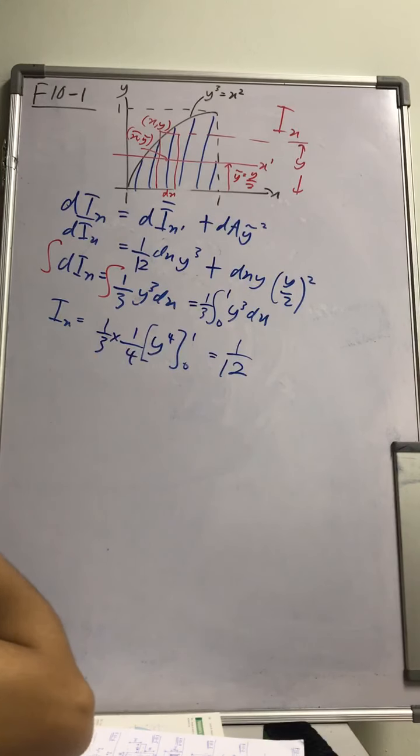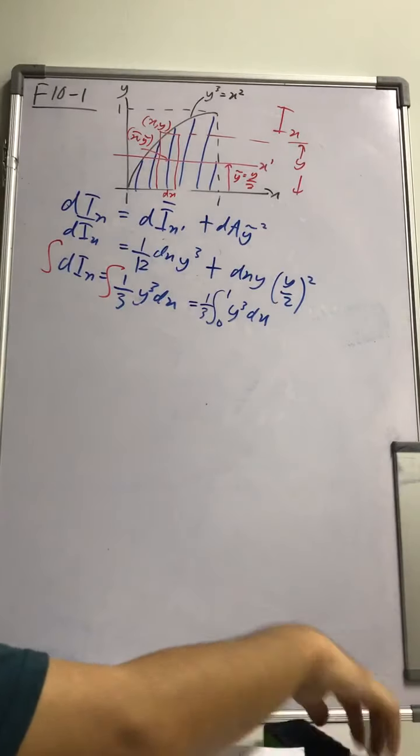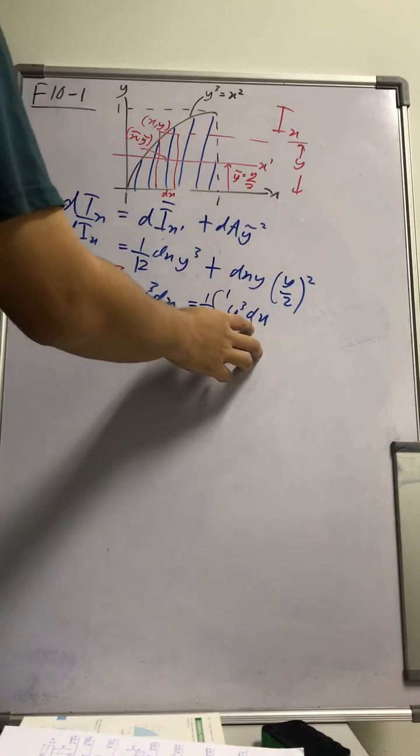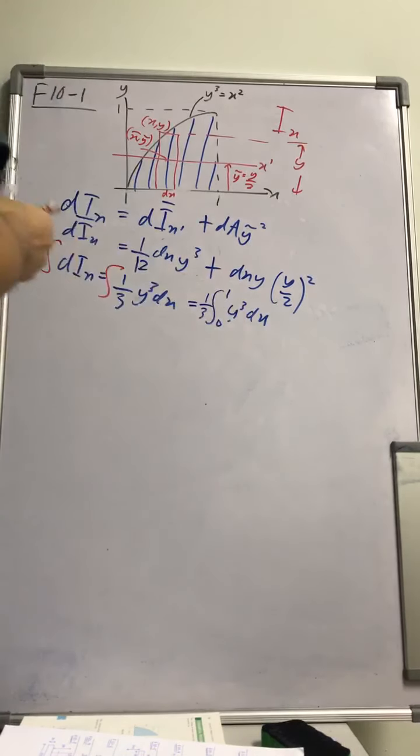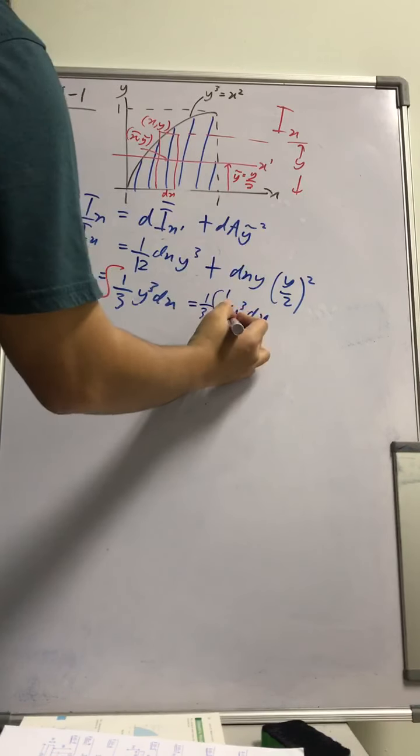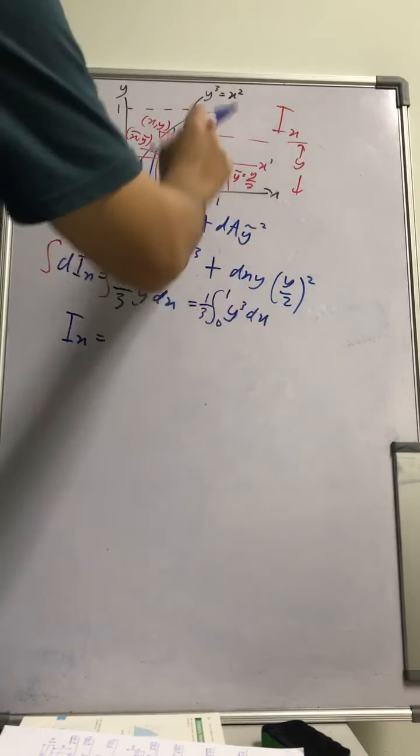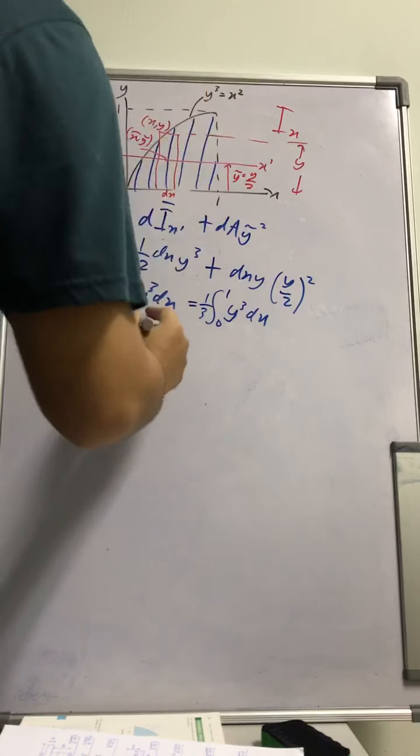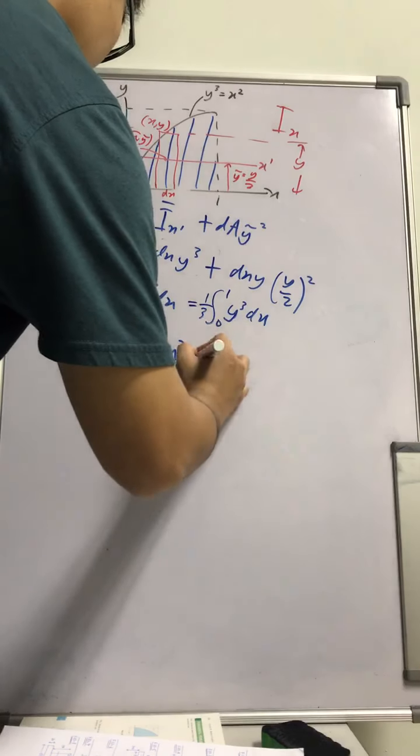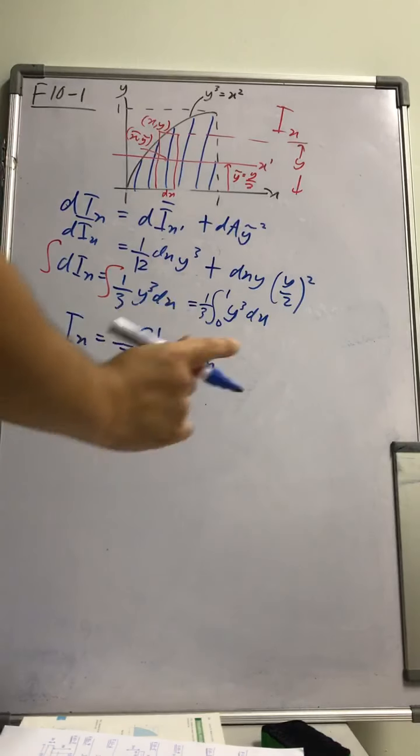Sorry, mistake. Sorry about this. This is y cubed. You do the integration with respect to x, so you have to change this y. You have to substitute this y cubed with the x term. In this case, y cubed is x squared. So you have 1 over 3 integration from 0 to 1 of x squared dx, because you integrate here with respect to x.